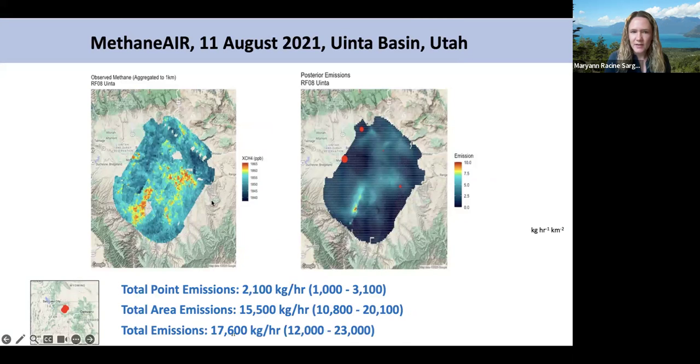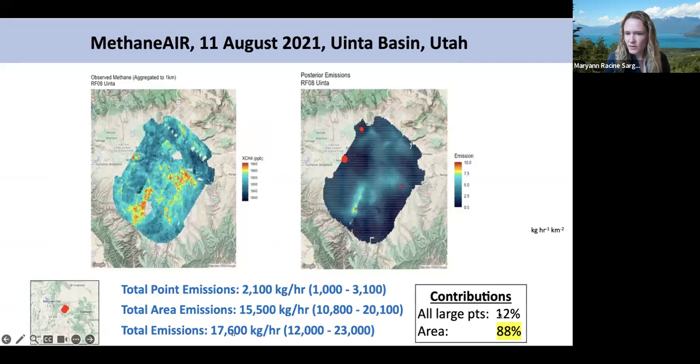This is the Uinta Basin, also from 2021. We again see that the area emissions are really huge compared to the point source emissions. So the points here only contribute about 12%, and the area 88% of total emissions.